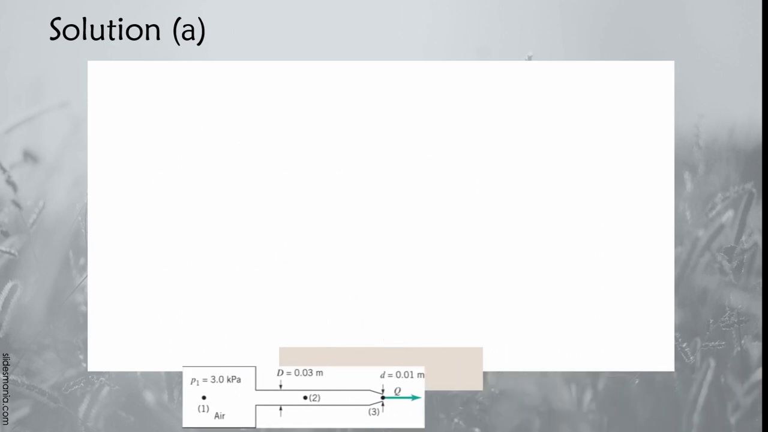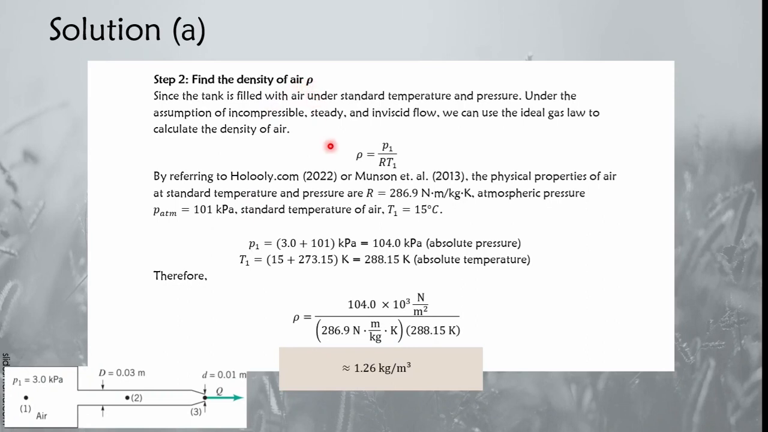Now, from the formula, we need to find the density of air. So, step 2 is to find the density of air using the ideal gas law. The question provided the atmospheric condition as standard temperature and pressure. So, based on these two sources, at standard temperature and pressure, the information is this. Note that the ideal gas law requires absolute temperature and absolute pressure. So, every calculation involves absolute pressure and temperature. After calculating, we get the density of 1.26 kg per meter cubed.